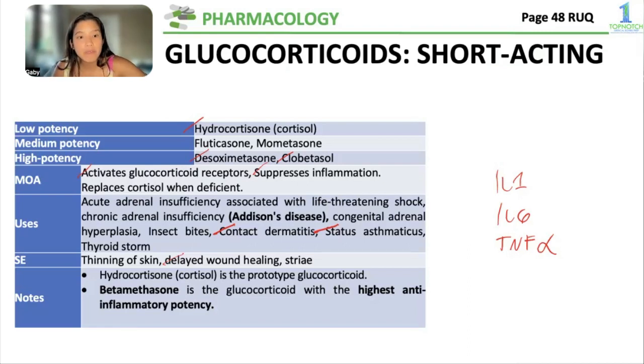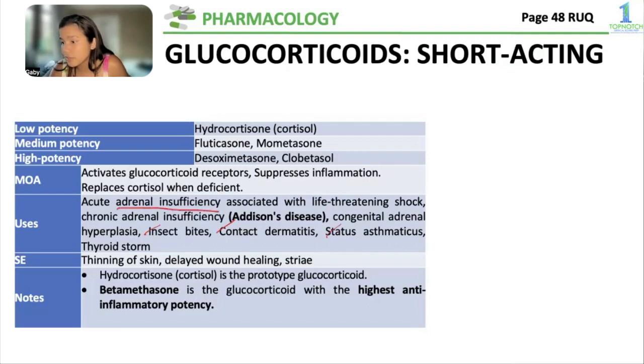So when would we give these glucocorticoids? You would give them in contact dermatitis, insect bites, status asthmaticus, and of course, in adrenal insufficiency, we have to give both mineralocorticoids and glucocorticoids. Addison's disease, which is chronic adrenal insufficiency.